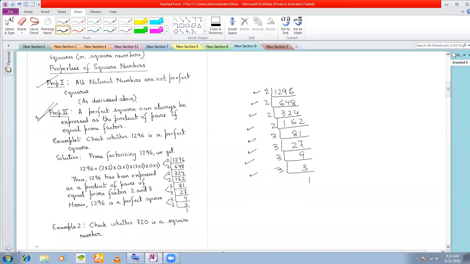Now the property states that a number can only be a square number if it can be expressed as a product of pairs of equal primes. Now what do you mean by pairs of equal primes? See, this is a pair of equal primes. This is a pair of equal primes. This is also a pair, and this is also a pair. So therefore 1296 can be written as a product of pairs of equal primes.